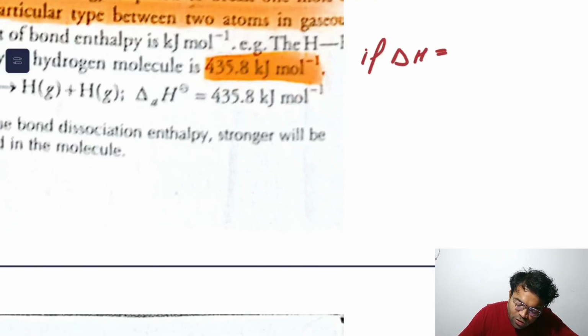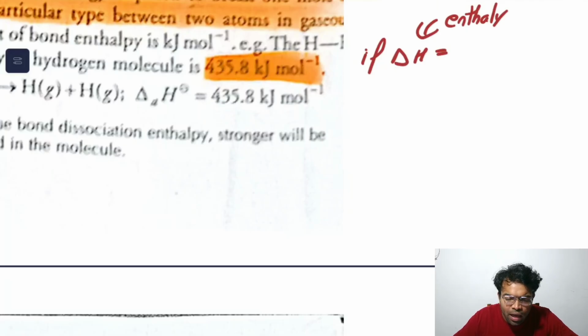Delta H, what is delta H, Drupad? I have taught you this in structure of atom. What is delta H? H means what? Enthalpy. It is heat only, but enthalpy is the actual term. Okay, you will learn more about this in thermodynamics.